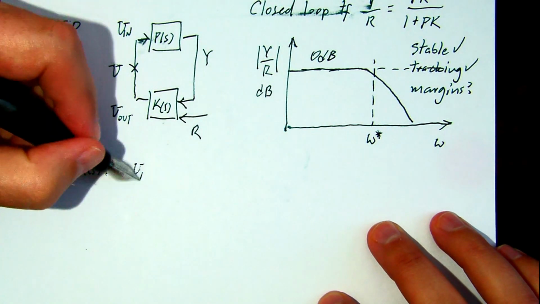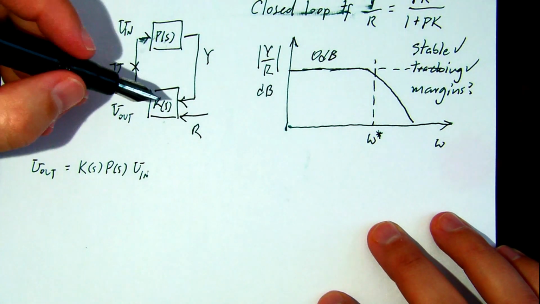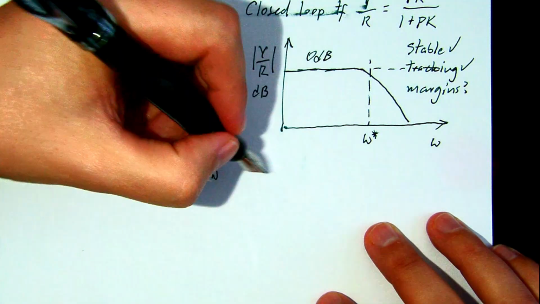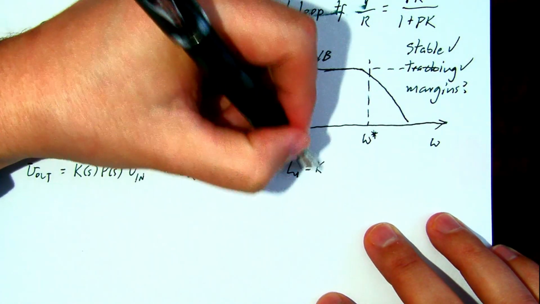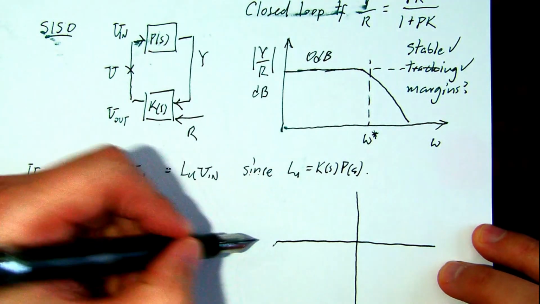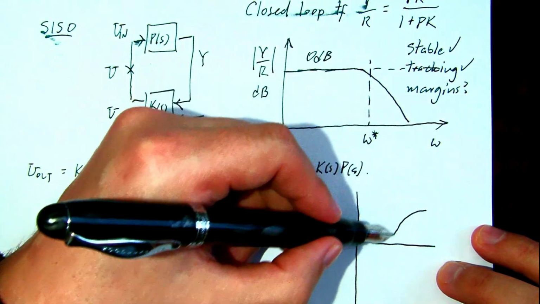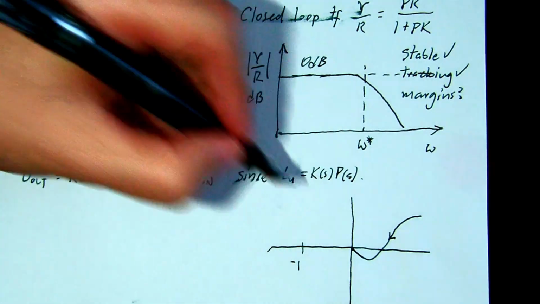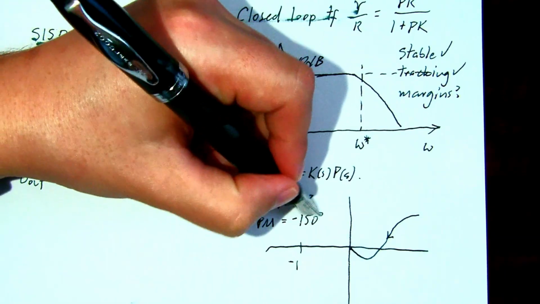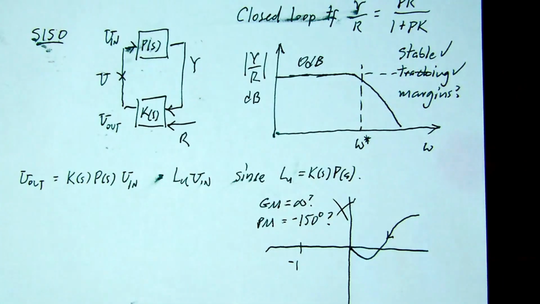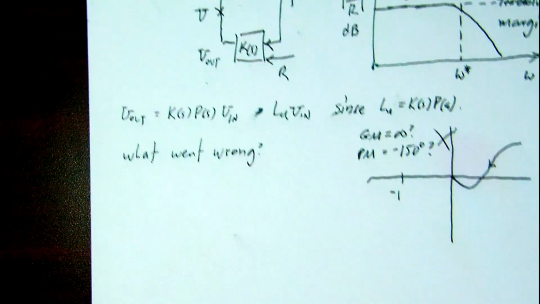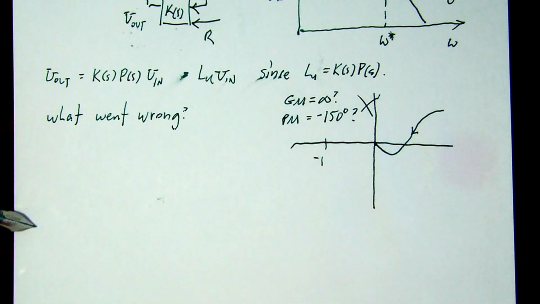U out is K of S times P of S times U in. And so we get our loop gain times U in, because loop gain is K of S times P of S, right? And then you plot Nyquist and you see a loop gain up the positive j omega axis of something in the right half plane, indicating we have infinite margin and 100 negative 50 degrees of phase. And you say, well, that's not right. What went wrong?